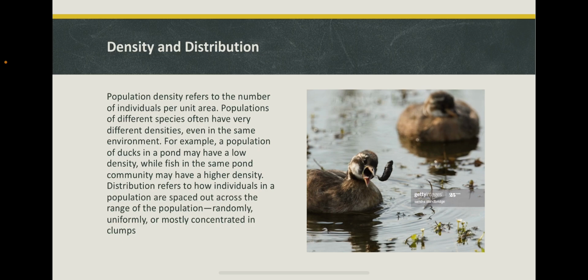Distribution refers to how individuals in a population are spaced out across the range of the population: randomly, uniformly, or mostly concentrated in clumps. As you can see, there are two ducks in the picture, but who knows? Maybe there are 30, 15, 20, 40, 50 fish down in the bottom of the lake, yeah? But as you can see, there are two ducks. So the density and distribution vary enormously, depending on the species.